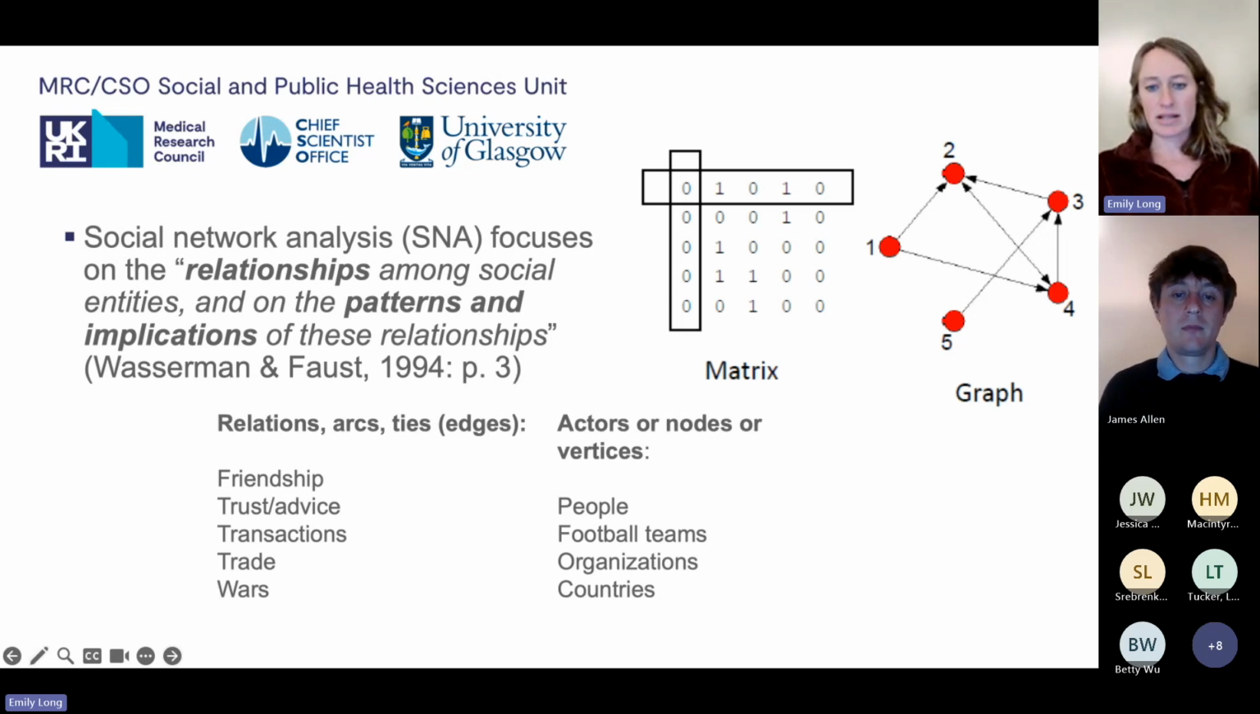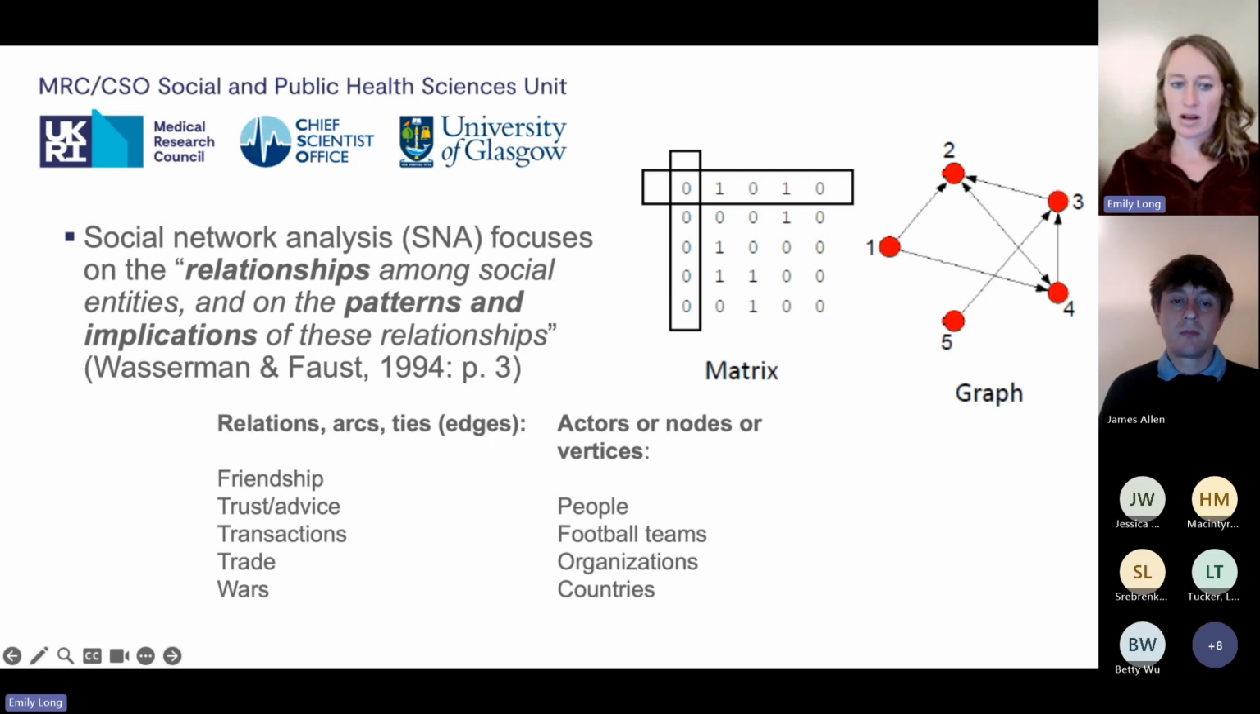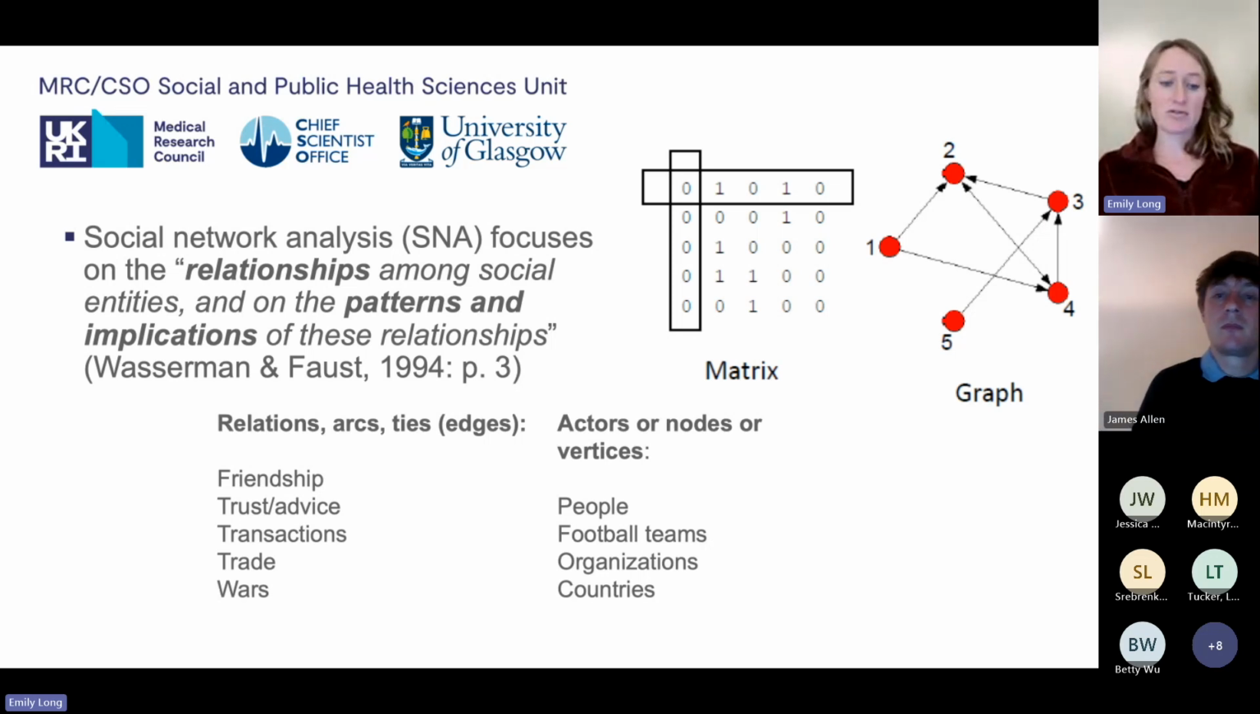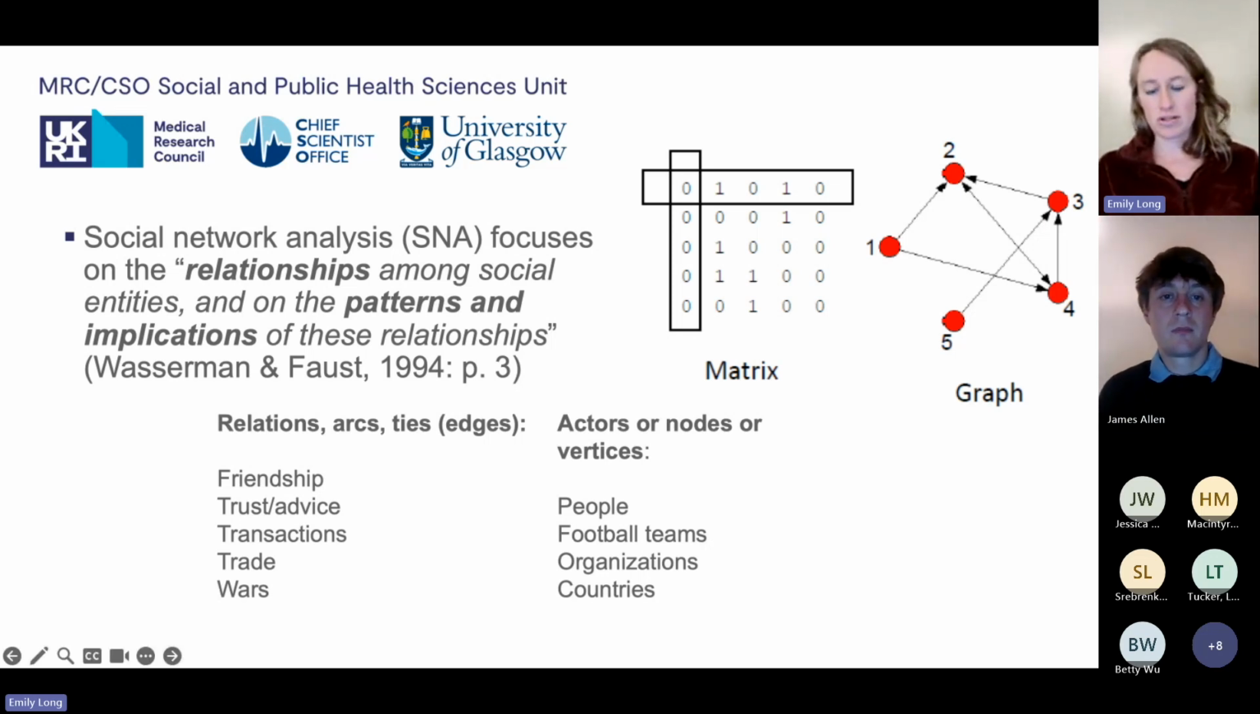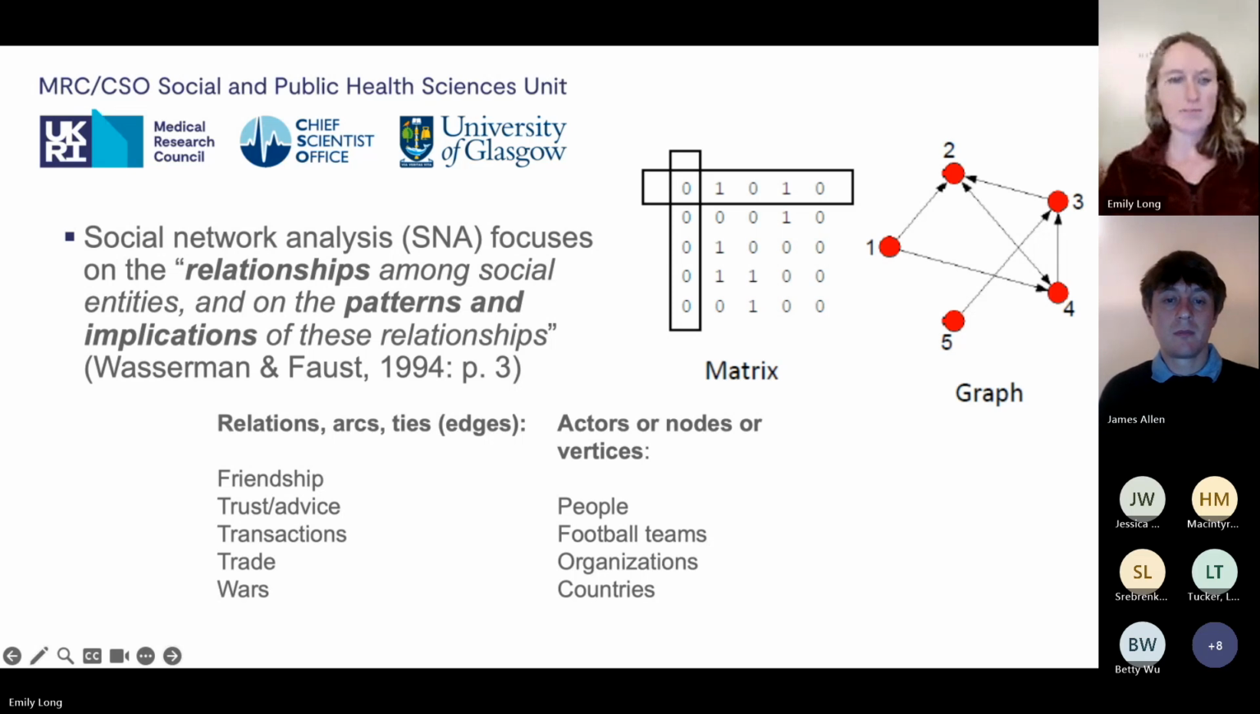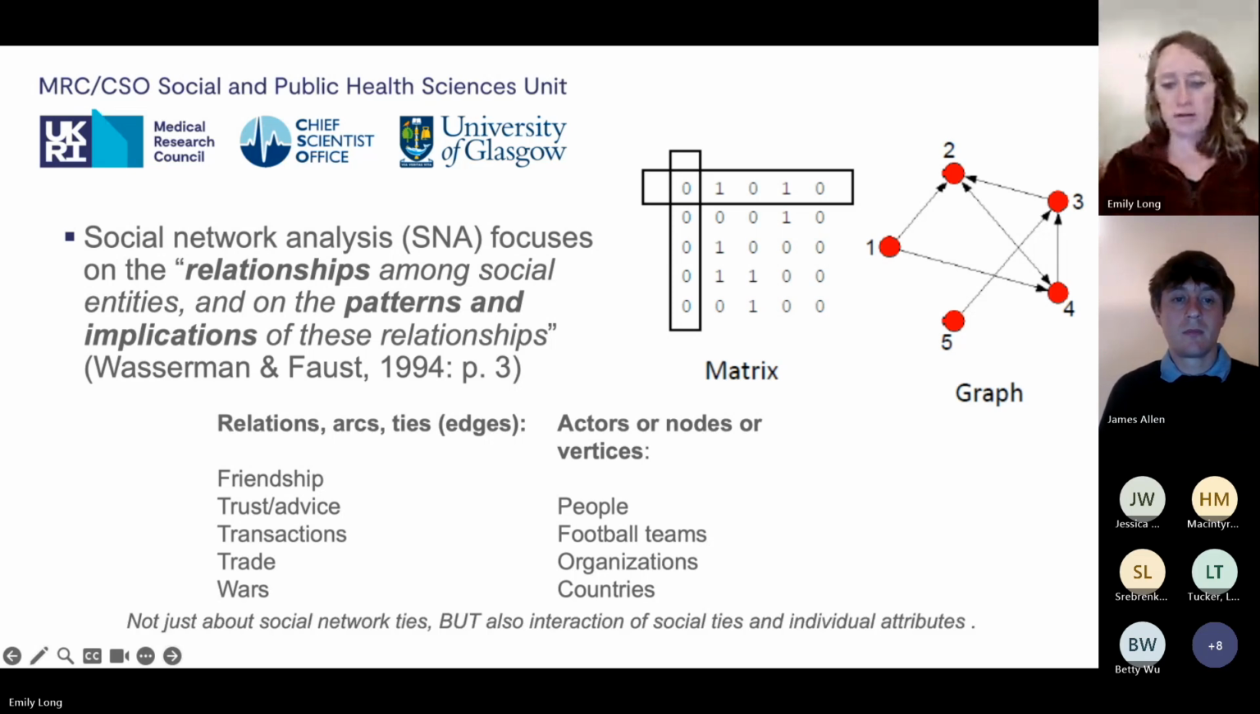These could represent different things. These could be people, like in a friendship network, or football teams, organizations, maybe banks looking at transactions, or countries and wars. Sorry, my clicker is being weird here.